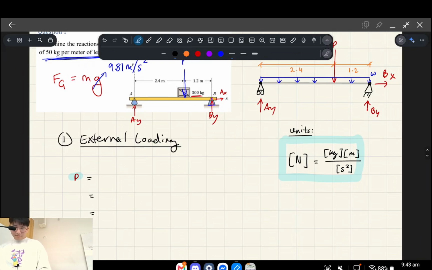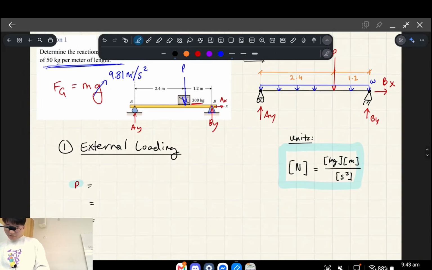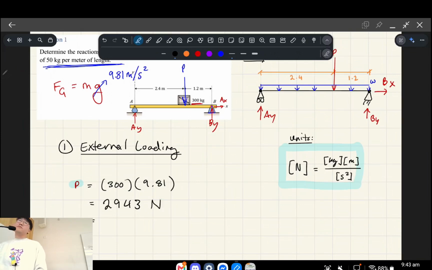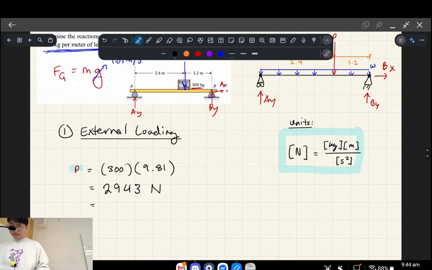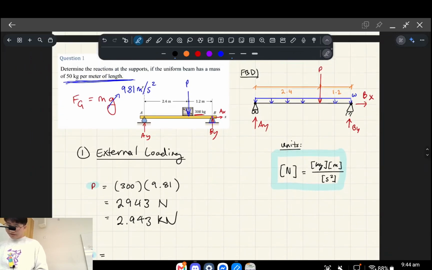So essentially, let's do the point load first. That's the crate. We're told the crate is 300 kilograms. And we're going to multiply it by 9.81 meters per second squared, giving us this number in newtons. And conventional units for when you're analyzing beams is going to be in kilonewtons and meters, okay? So we're going to convert this into kilonewtons. So 2.943 kilonewtons, all right? So that gives us the point load, essentially. So now we have this.